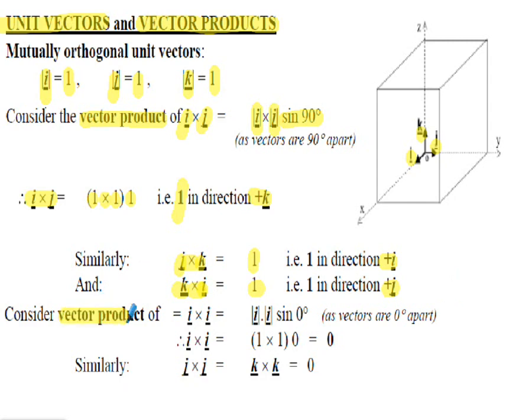If we consider the vector product of i cross with i, then that would be the magnitude of i times the magnitude of i, so that would be 1 times 1, but multiplied by the sine of angle theta, which would be 0 in this case, because i and i are the same vector, so they're on top of each other, and the angle between them is 0. On our sine curve, the sine of 0 is 0. So therefore, i cross with i would give us a value of 0. Similarly, we can find that j cross with j and k cross with k are also 0.